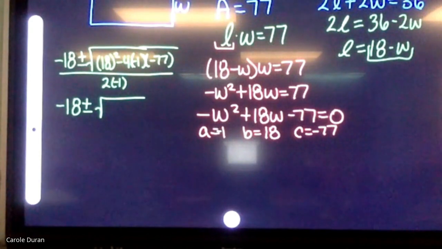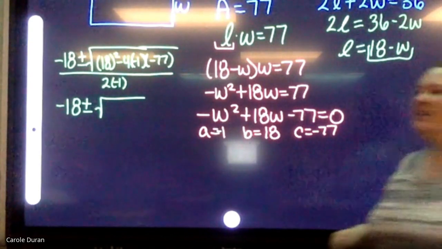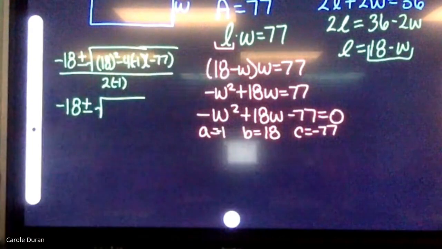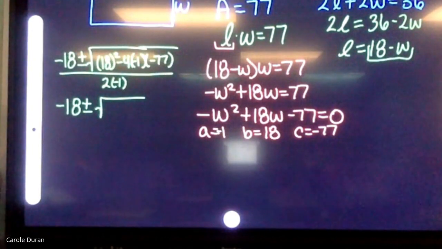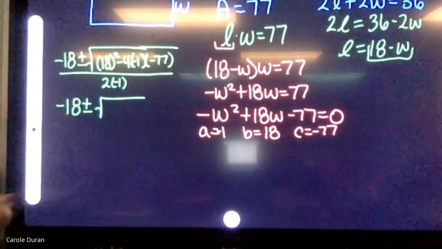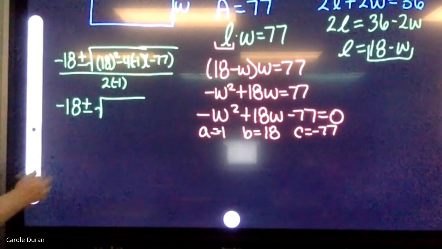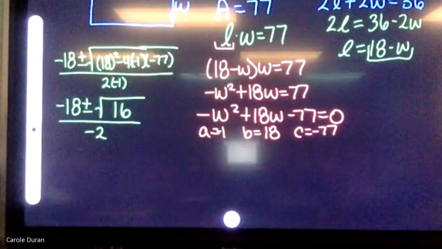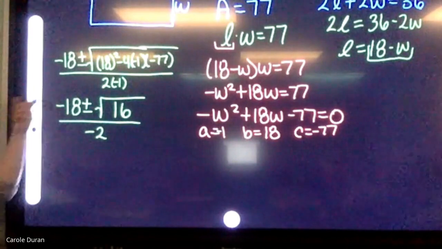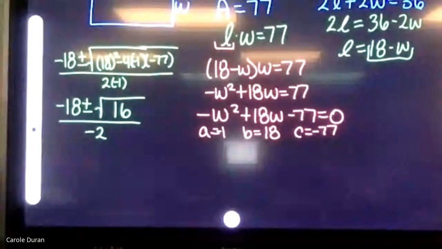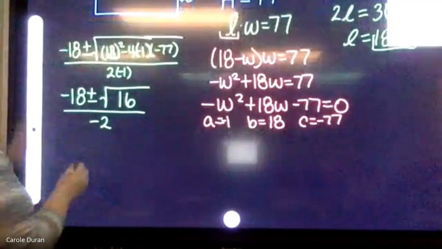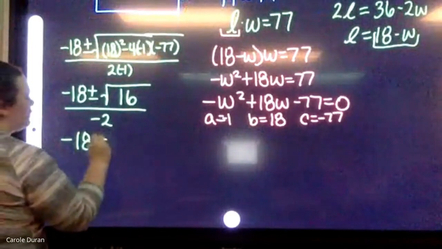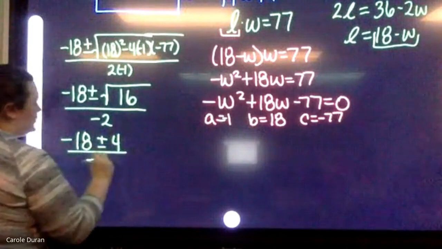Did you plug it all in under the square root though? Yeah. That's why. 308. What did I say? 324. I want just 18 squared minus 4 times negative 1 times negative 77. So we should get a 16 on the square root, just over negative 2. Brandon, what's the square root of 16? It comes out to be 4. So I'm left with negative 18 plus or minus 4 over negative 2.